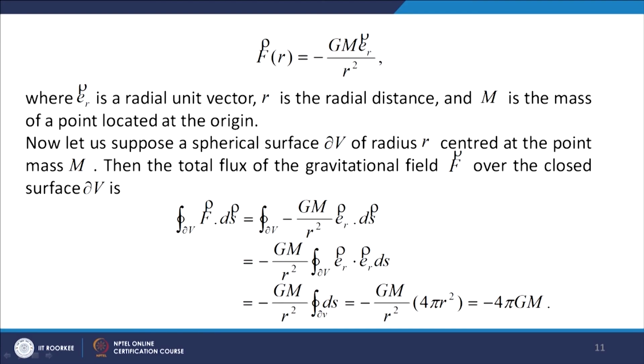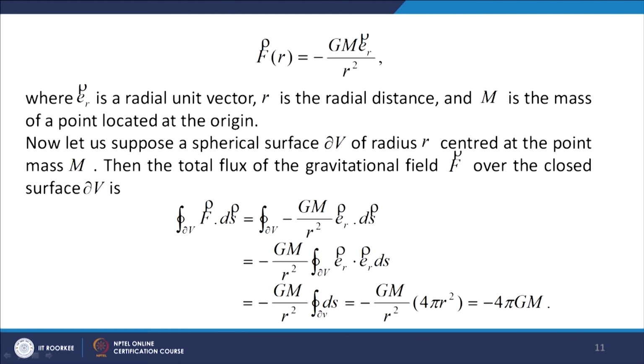Now, let us suppose a spherical surface delta B of radius R centered at the point mass m. Then the total flux of the gravitational field F over the closed surface del B is the integral over del B F dot ds, which is equal to the integral over del B of minus gm Er over R square dot ds. So, minus gm over R square is a constant, we can write it outside the integral. So, minus gm over R square, the integral over del B Er dot Er ds, Er is a vector normal to the element ds. Now, Er dot Er is equal to 1.